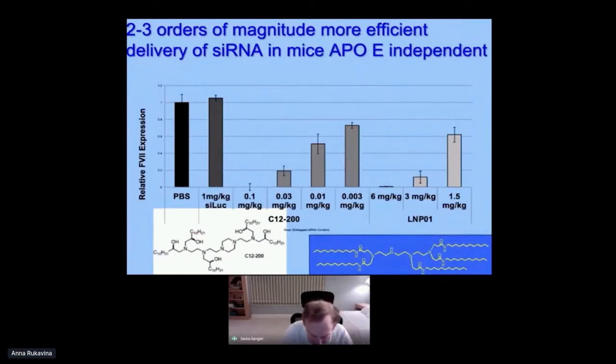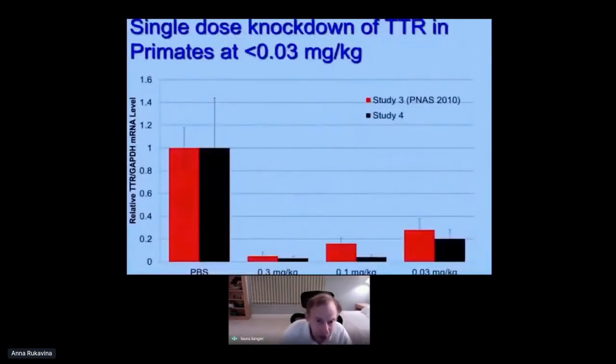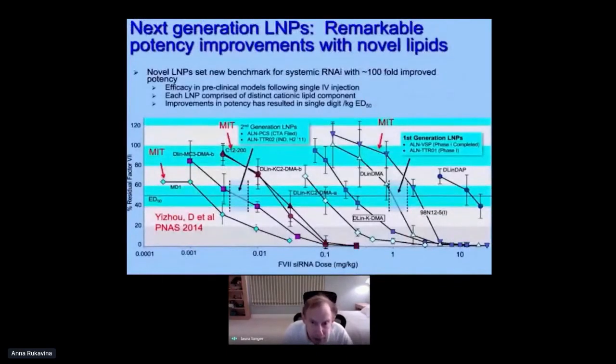And what that means is that you could actually treat a disease like ATTR amyloidosis. And here on the next slide, you see some data in primates showing again that you get very significant knockdown, even with as low as 0.03 mg per kg. And we worked closely with Alnylam for many years, really trying to make these nanoparticles more and more potent in terms of giving knockdown. And the next slide shows what we did collaboratively with Alnylam.